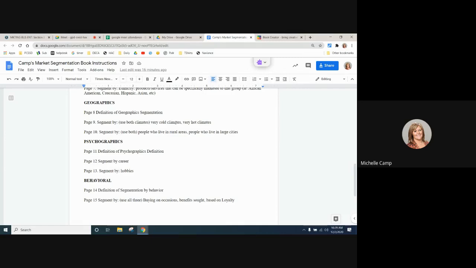Vehicles are a good example for this, but it could also be shoes. I mean, there's tons of examples you could come up with here for your rural small town products, and then products for large cities. All right.